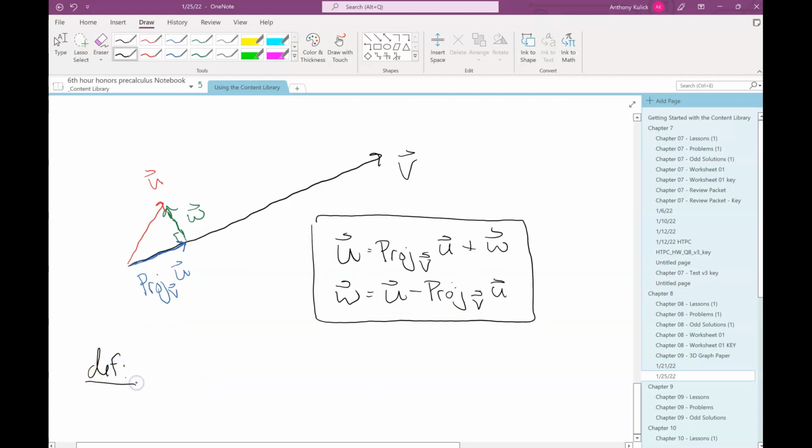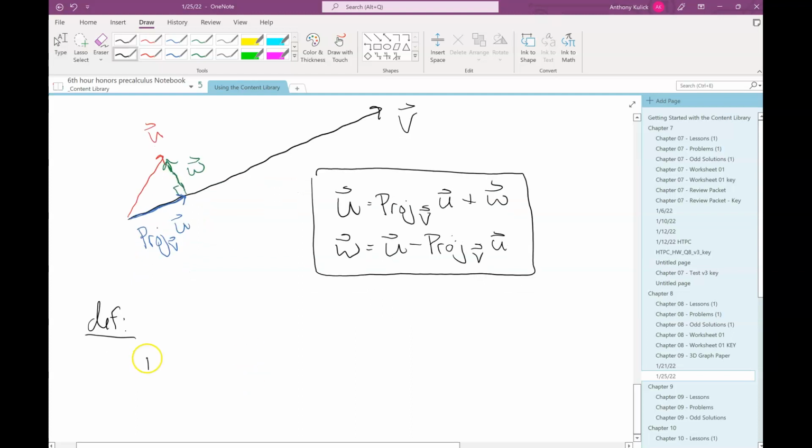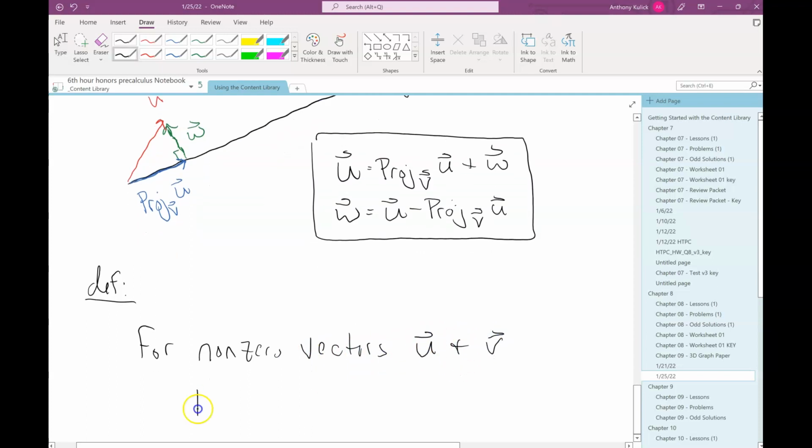So how do we calculate this projection vector? Well, we use the following formula. For non-zero vectors u and v, we say the projection of u onto v is equal to the dot product of u and v divided by the magnitude of v squared times that vector v.